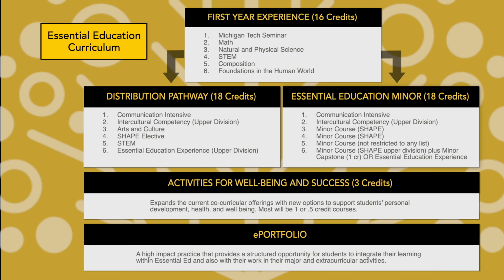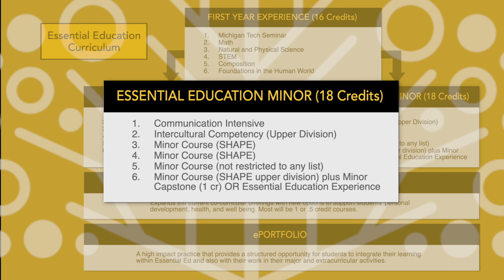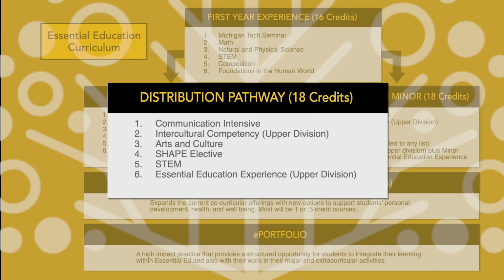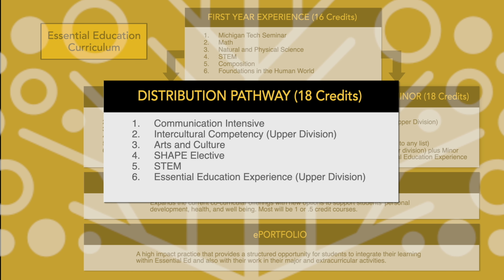As you continue to progress through the essential education curriculum, you are going to be given some additional choices as well. So one of those key choices is following a distribution pathway or declaring an essential education minor. For the distribution pathway, this may be a best fit for students that bring in a lot of transfer and placement credit. Through the distribution pathway, you're going to choose courses in a few different categories.